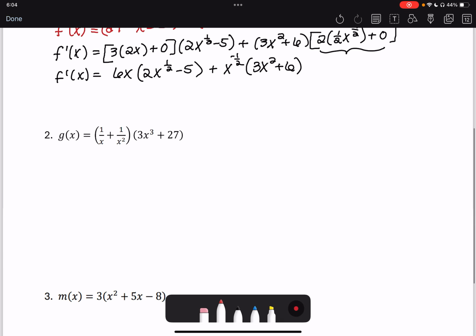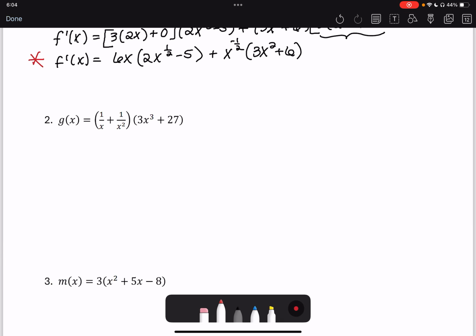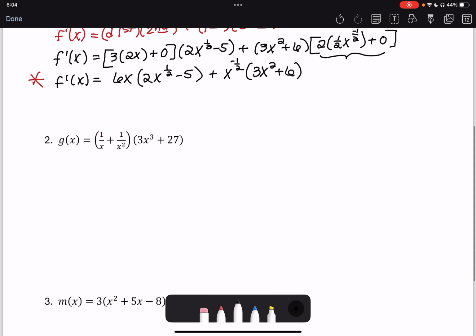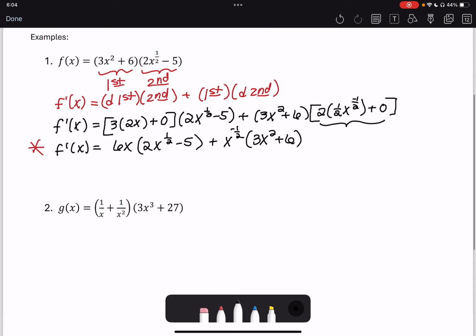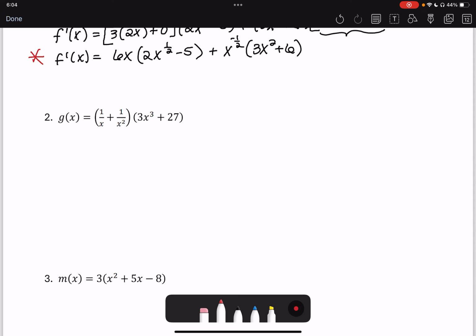All right, so let's look at our g of x function here. The same thing we're going to follow. We're going to do the derivative of the first times the second plus the first times the derivative of the second. So we're going to follow that same pattern. All right, and this is our first, and this is our second, okay?